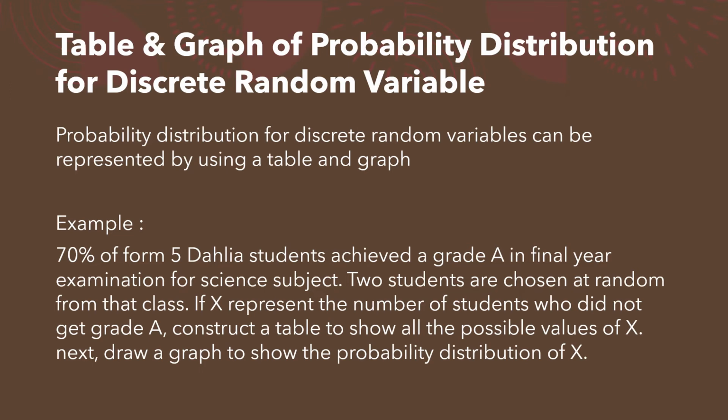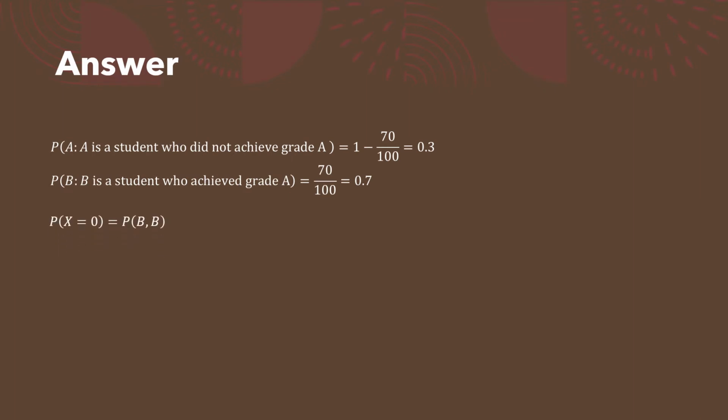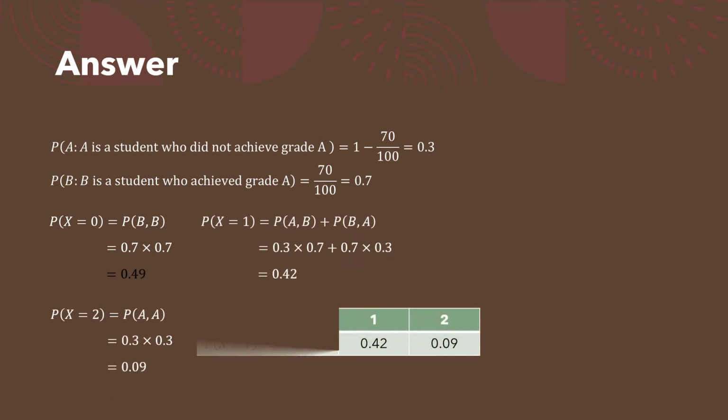Two students are chosen at random, which means we have two trials, so n is equal to 2. We need to represent this using a table, so we need to calculate the probability one by one. Here, your success should be 0.3, the students who did not achieve grade A, and your failure should be 0.7. So you will calculate one by one and then represent it using a table.